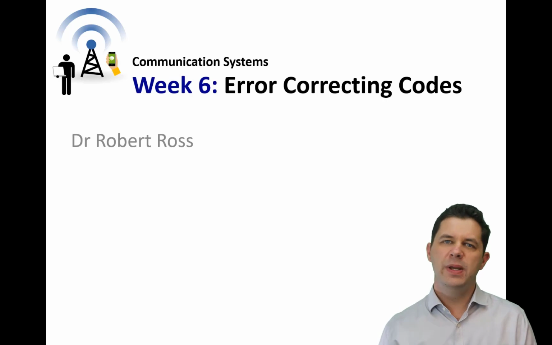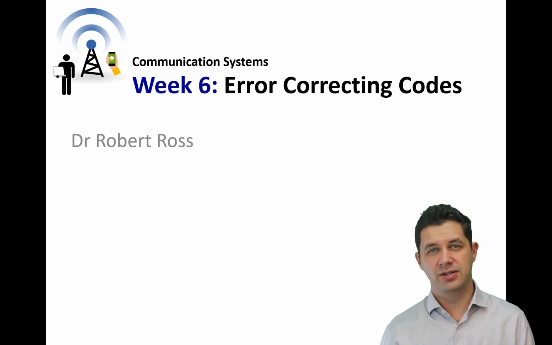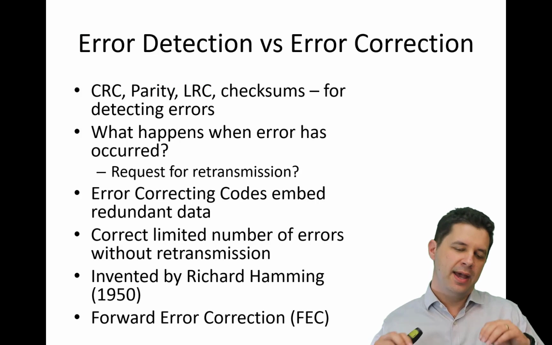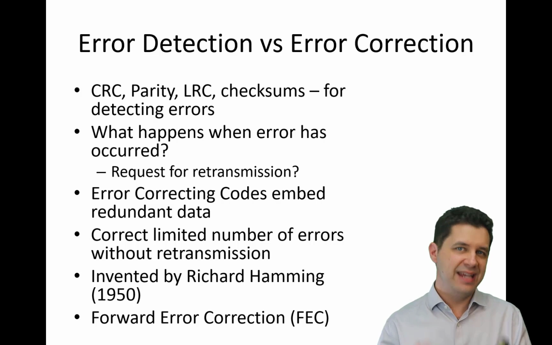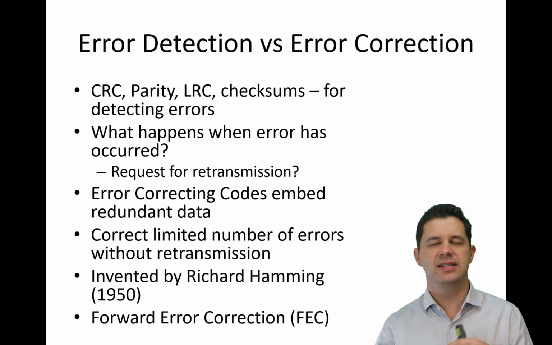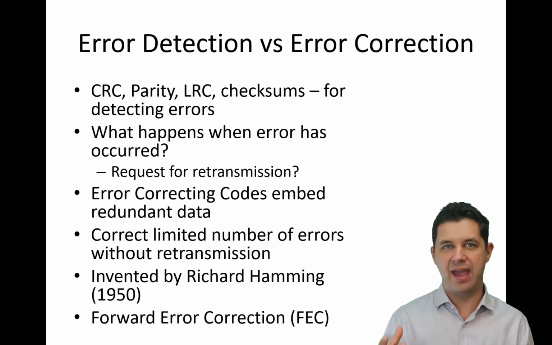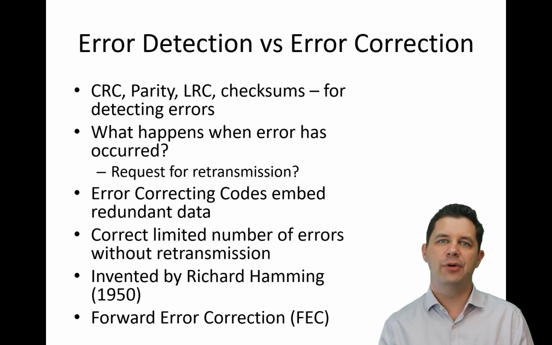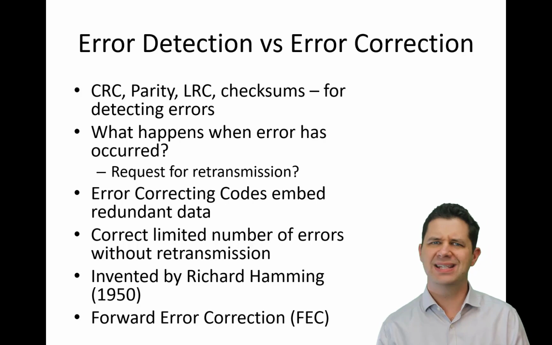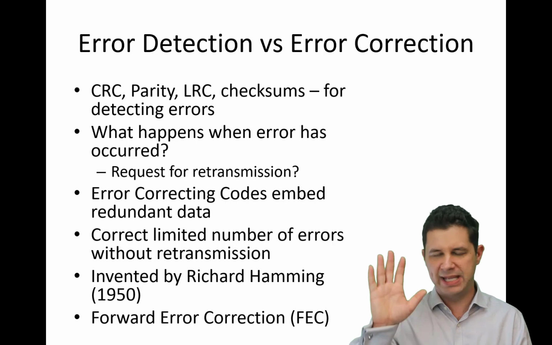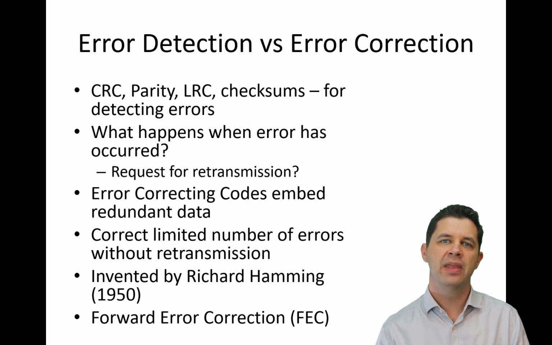In this video, we'll be looking at the concept of error correcting codes. Now, the ingenious thing about error correcting codes is they don't just detect errors like our CRCs and parity and LRCs and those checksums do, but in some cases they can actually repair errors, fix errors, without requiring us to resend the data. Because that's what would happen when we detect something with a traditional checksum.